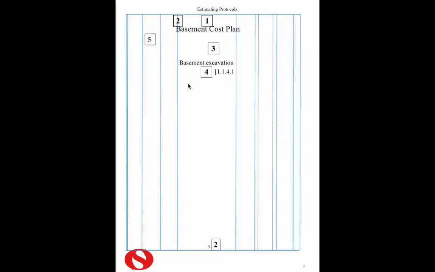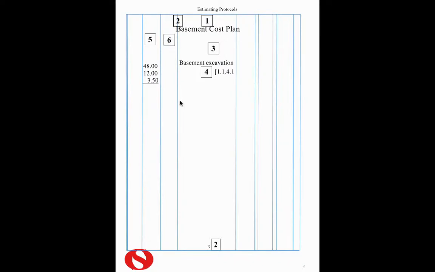The fifth protocol is the dimension column. The dimension column shows the dimensions for the basement excavation, 48 meters by 12 meters by 3.5, with the line underneath to indicate that these three dimensions are a cubic dimension.